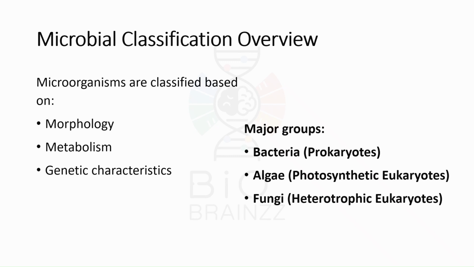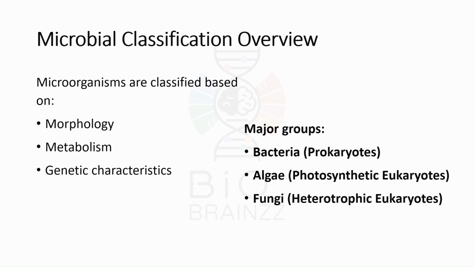Microorganisms are classified using various criteria such as morphology, metabolic characteristics, and genetic composition. This classification helps in identifying and studying different types of microorganisms systematically. It also provides insights into their ecological roles and applications in different fields.